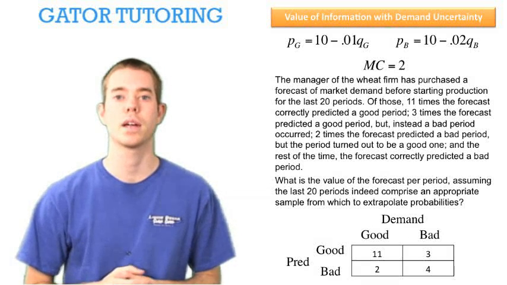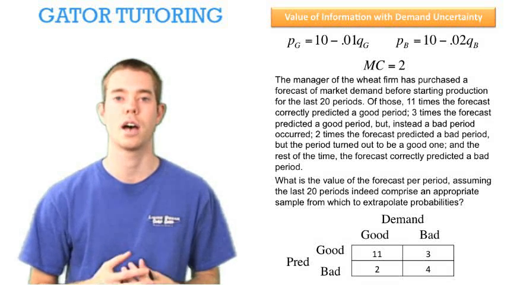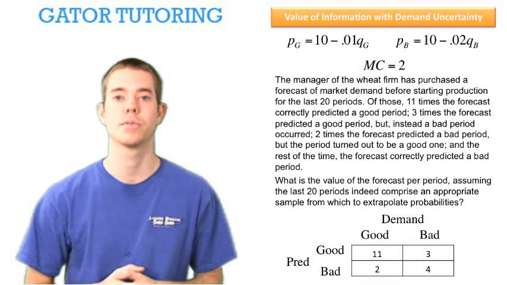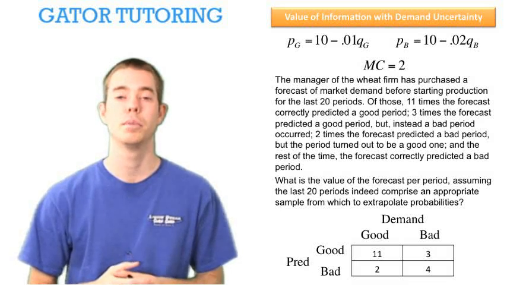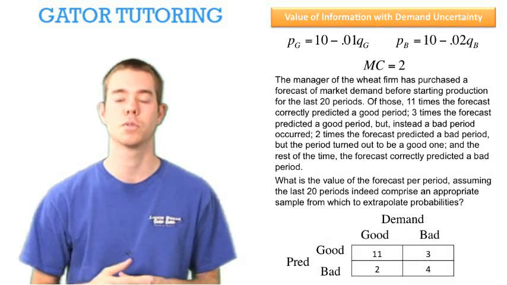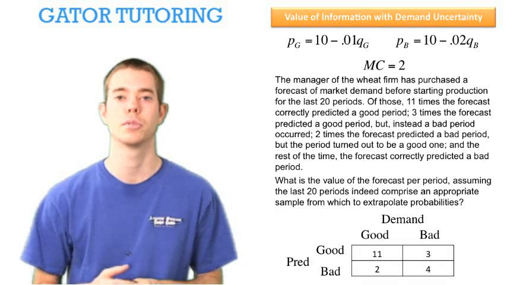11 times the forecast correctly predicted a good period. So the prediction was good and demand was actually good, which is the top left corner of the box, and we put an 11 there. 3 times the forecast predicted a good period, but demand turned out to be bad. So we're in the top row because we predicted a good period, but demand was bad, so we're in the right column. So in the top right corner of the box, we put a 3.